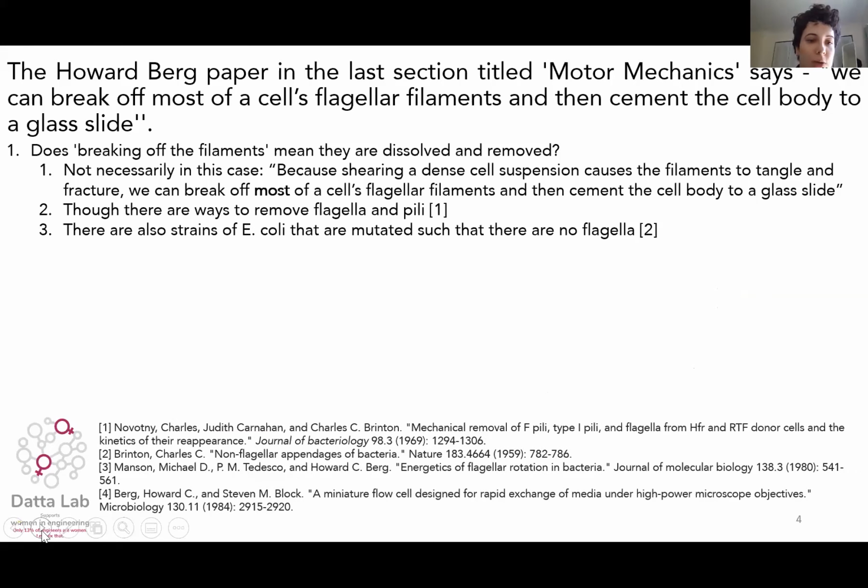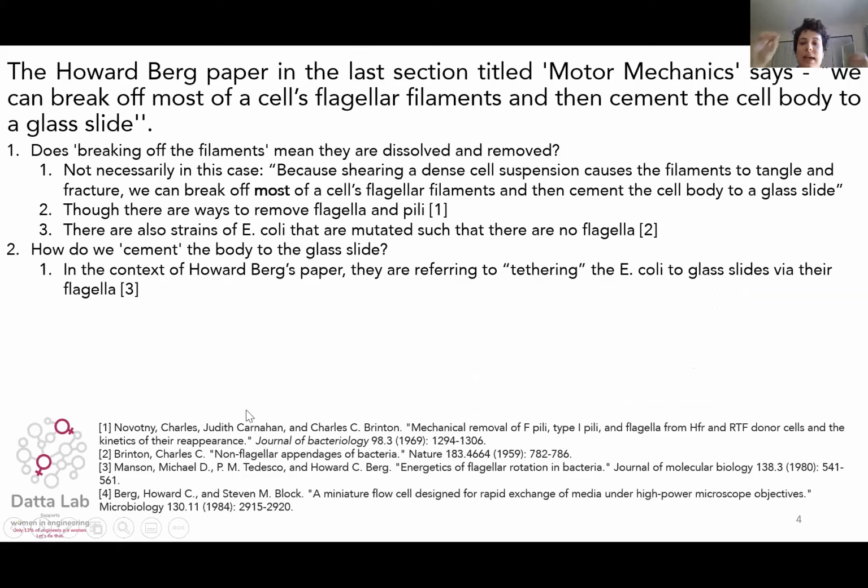So depending on what you're doing, that will determine what kind of E. coli you're using. And so the next question is, how do we cement the body to the glass slide? This was a great question. In this case, what Howard Berg was talking about was some previous work where they tethered the flagella from the E. coli to the glass slide. I have put a citation here, paper 3. This is where they talk about this more in depth, but basically they shear off parts of the flagella so that they're really short, and then they're able to tether them to the glass slide.